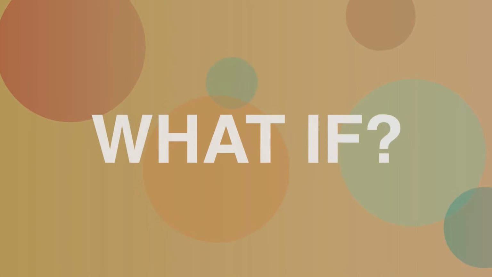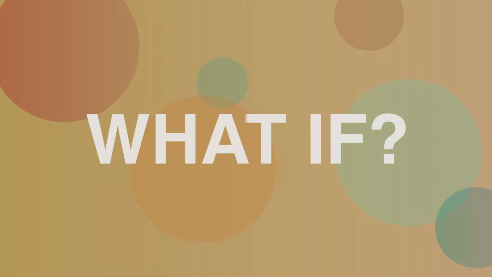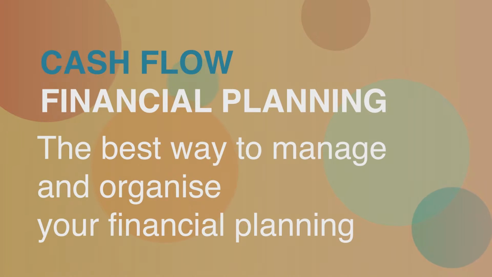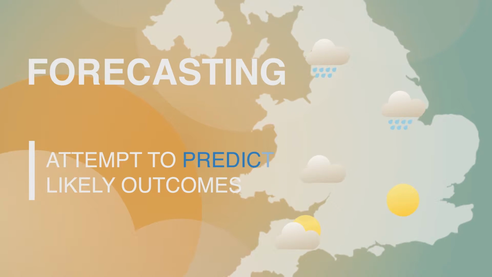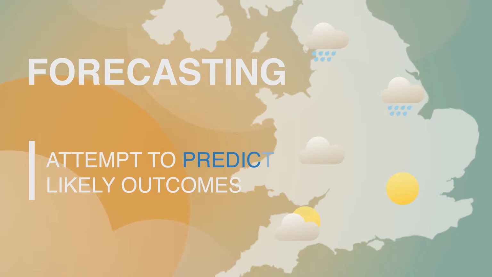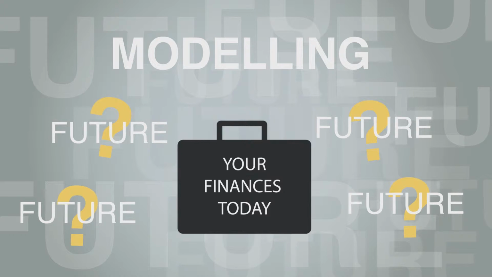Cash flow planning is a way of mapping out your finances into the future. It's sometimes referred to as cash flow financial forecasting or cash flow financial modelling. In reality though, whatever name is applied, this is an exercise in modelling, not forecasting. What's the difference? Forecasting is an attempt to predict likely outcomes. Modelling is different and is about looking at possible future scenarios.